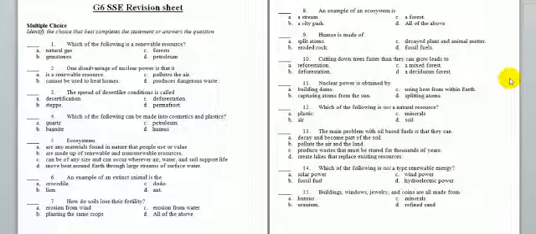Number 4, which of the following can be made into cosmetics and plastics? Guys, do not forget that oil or petroleum is a very important fossil fuel, and we depend on it in our life because most of our energy is produced from petroleum. Not only this, sometimes we produce things from it like cosmetics and plastics. So the right answer is C, petroleum or oil.